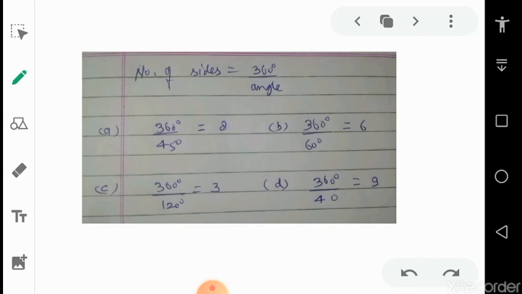Okay, so we'll divide 360 degree by 40 degree, we get 9. It means a 9-sided polygon has exterior angle 40 degree. You can try to draw a 9-sided polygon. Okay, if you try again and again, you will draw easily.